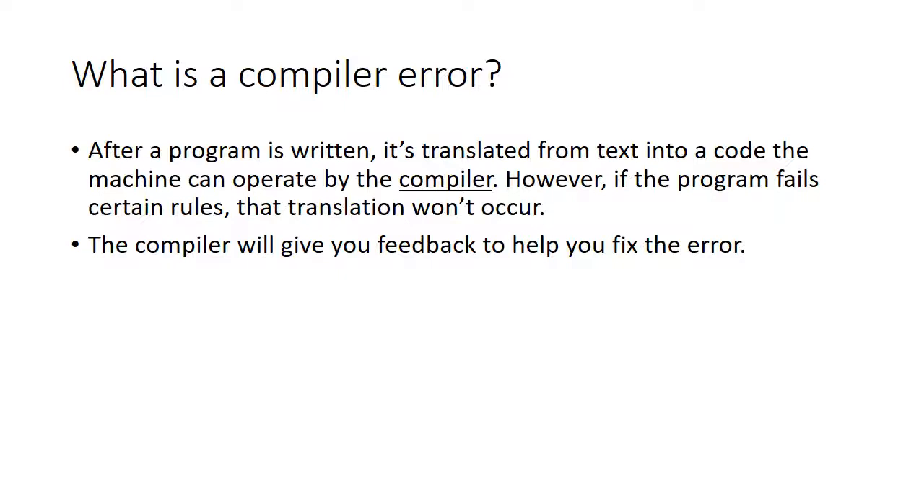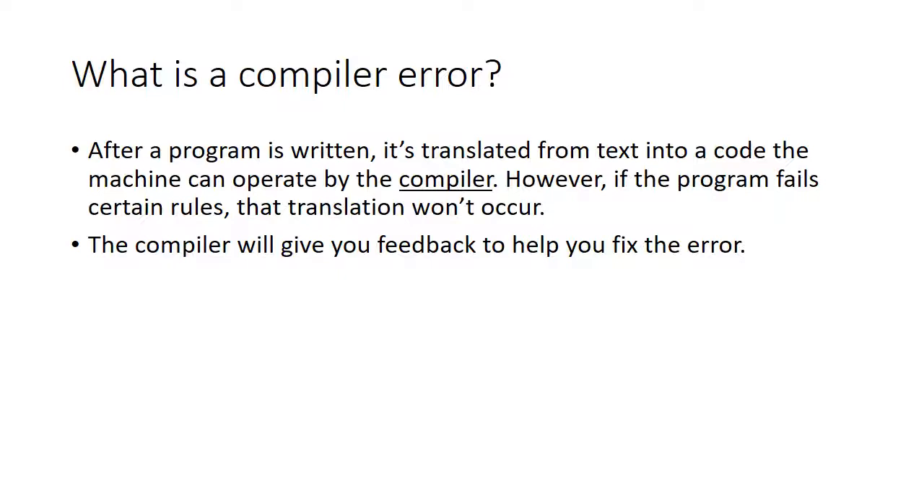We get a compiler error, which means the computer will not assemble the program to run because the program has a fatal flaw. In this case, it was missing the quotation mark. The compiler is the part of the program which translates the text that you write into machine readable code. And if the text you wrote didn't adhere to the rules of C, the translation doesn't occur because the computer doesn't know what to do. But the computer will give you feedback to help you fix a compiler error.